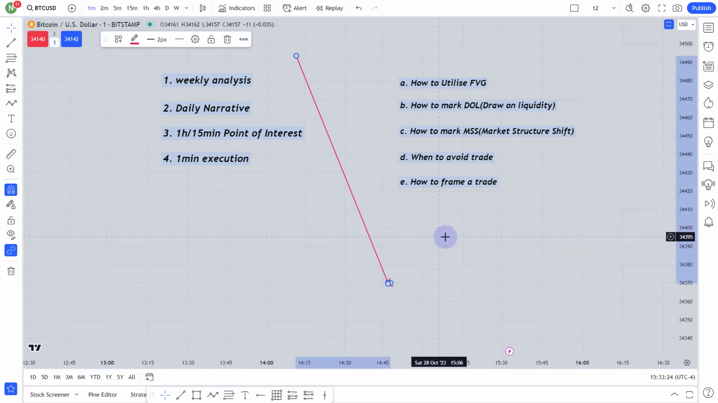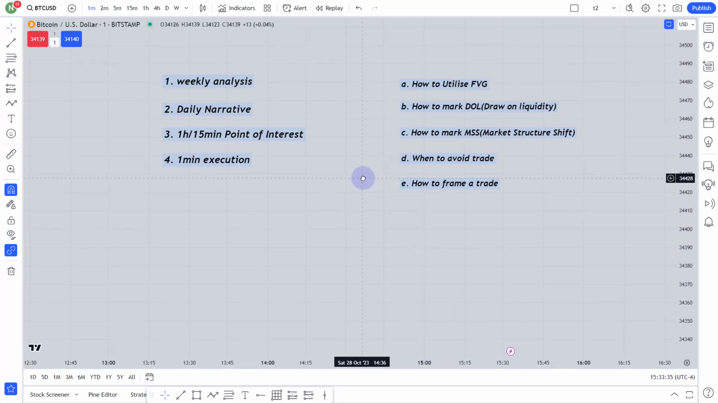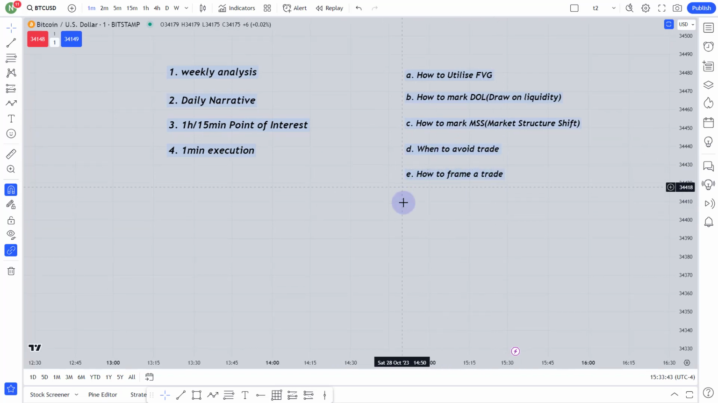Okay, if there is news just ahead of you, you have to avoid the trade. After the news, you have to avoid the trade. And there are some other rules I told you already in my videos. So you have to understand when you should avoid the trade, when you have to wait for clean price action. Okay, and the last thing is how to frame a trade.